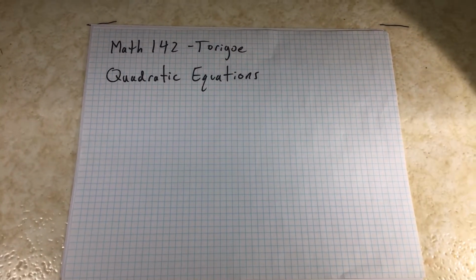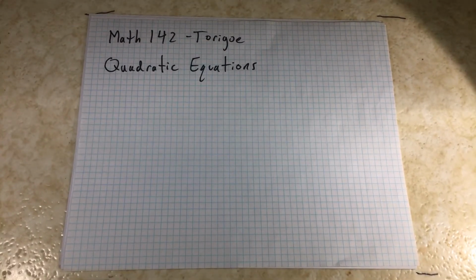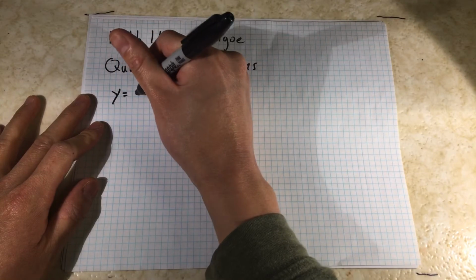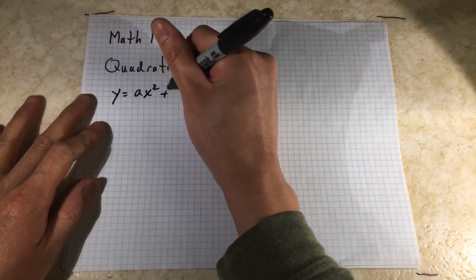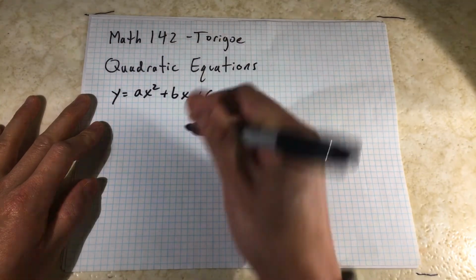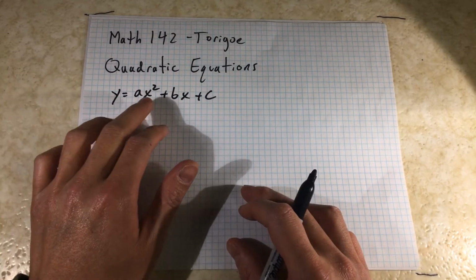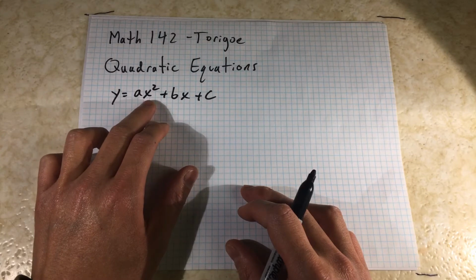Okay, hello. So today we're going to talk about quadratic equations. Quadratic equations are equations of the form y equals ax squared plus bx plus c. The quadratic part really refers to this x squared term.